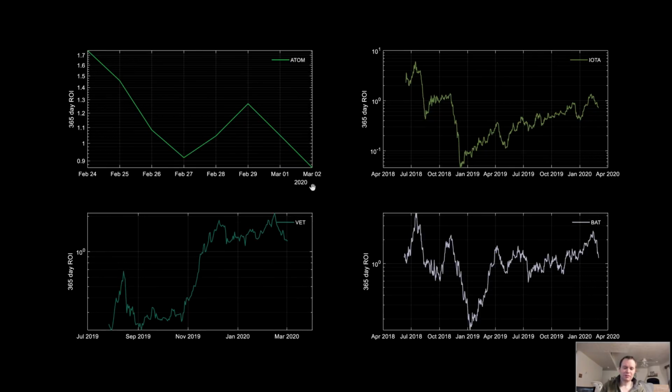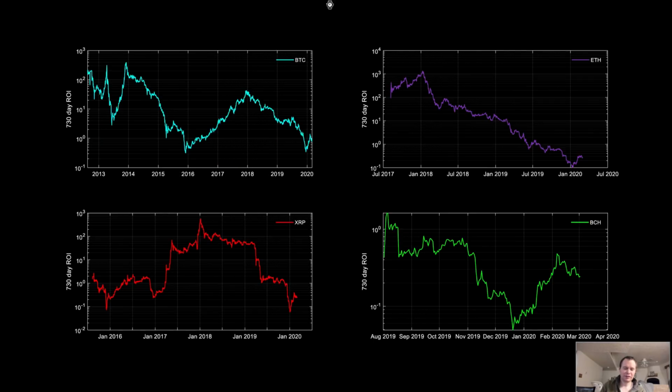So again, I know I'm getting a little bit redundant. This one's pointless because it's just a few days. If you look at the 1-year ROI, IOTA finally getting back to a 1-year ROI of around equality. So keep an eye on that. Maybe that will continue to move up. Let's just keep moving. We got a lot of charts to get through.